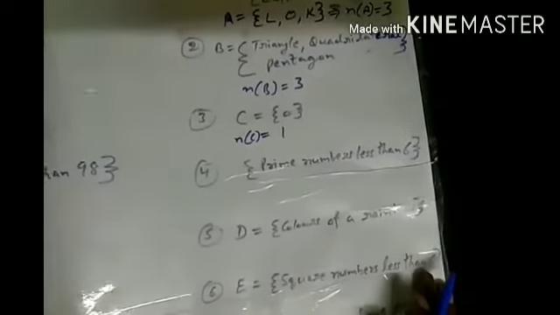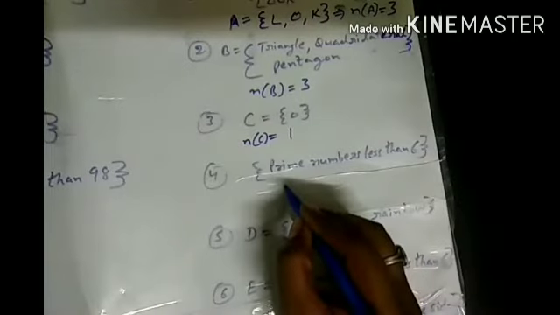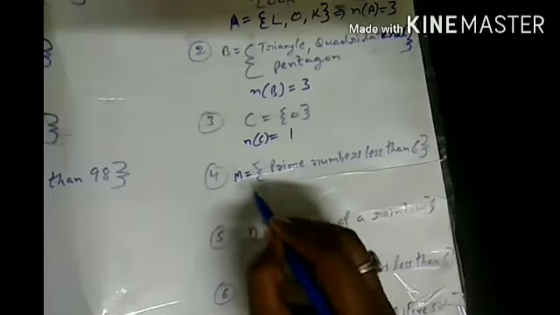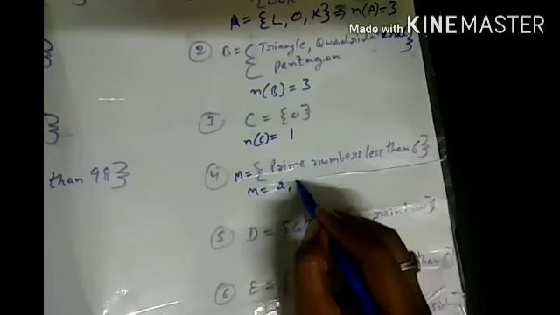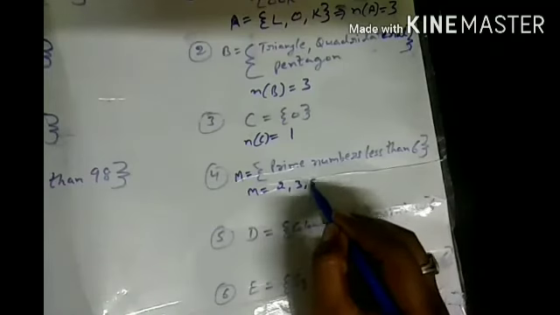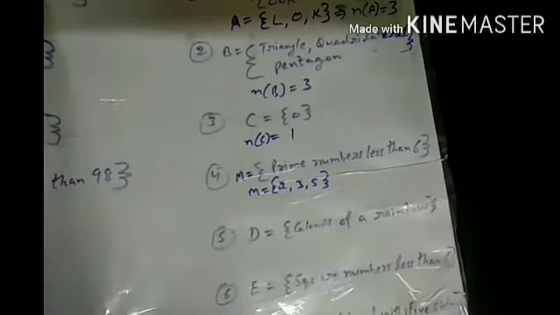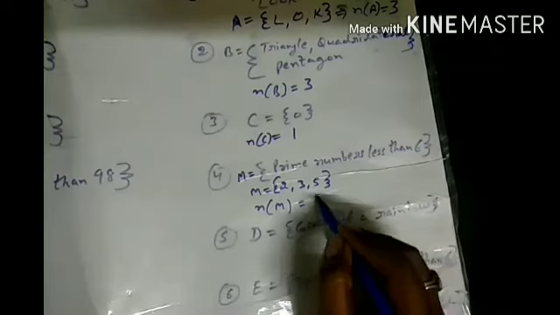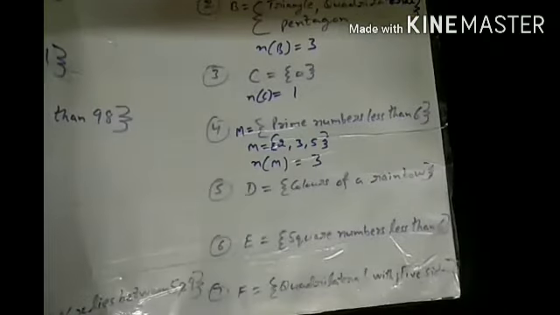Prime number less than 6. Now I will write the prime numbers less than 6. First I name this set, say M. Therefore set M will be the prime numbers. Prime numbers start from 2, and 3 and 5. Now how many elements are there? 3 only. Number of elements in M is 3. This is the answer.